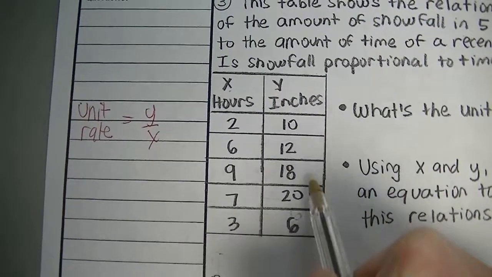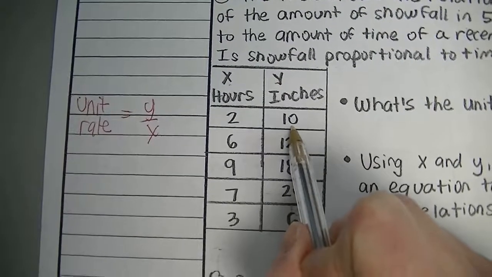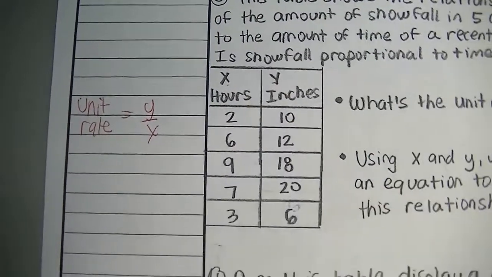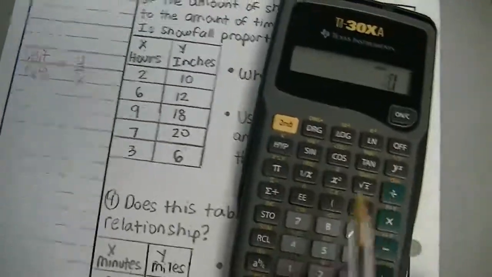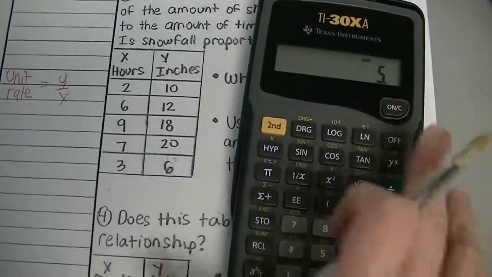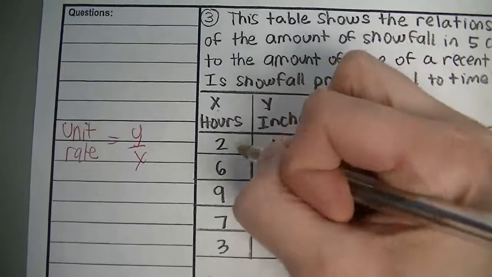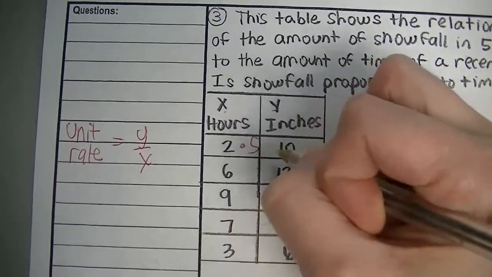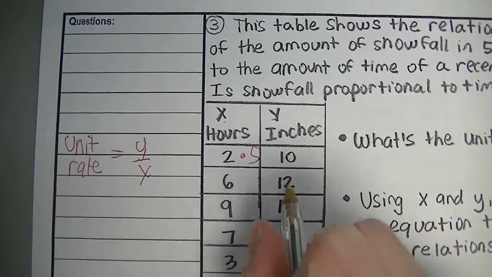You know how I used to make you write it all out every time, but now I kind of trust you. 10 divided by 2. Well, what's that? What's 10 divided by 2? If you don't know, get your calculator out. It's 5. Okay. So I went y divided by x times 5. So I took x times 5 to get 10. Okay. Again, y divided by x.